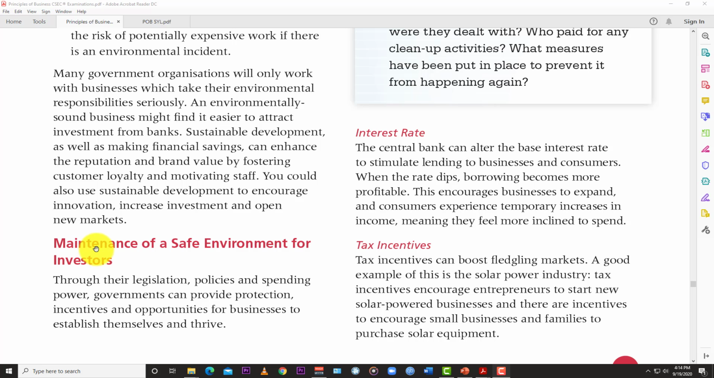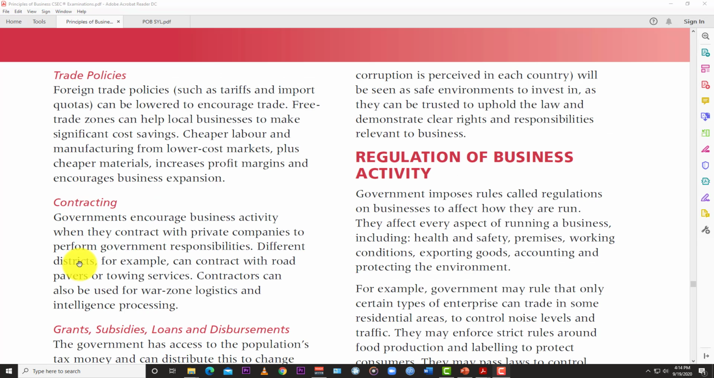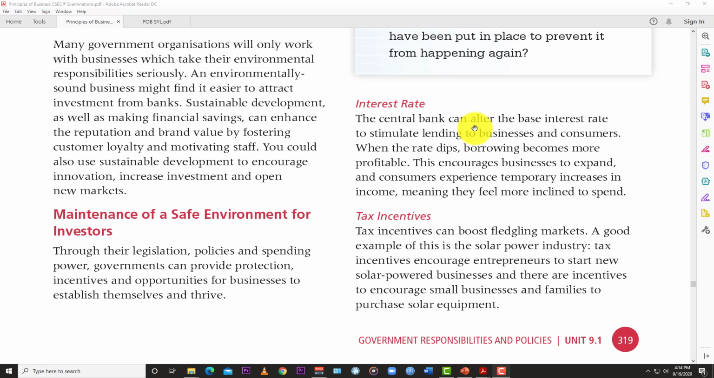Right, they have to maintain a safe environment for investors. What does this mean? Interest rates should be kept at a certain level. If the interest rates are too high, you might run off potential investors. If it's too low, they might take advantage of your country and basically exploit your country. So you have to make sure that the interest rates are in a way that can encourage investment, can encourage people to spend money on equipment and machinery to invest so that they can in turn provide jobs.